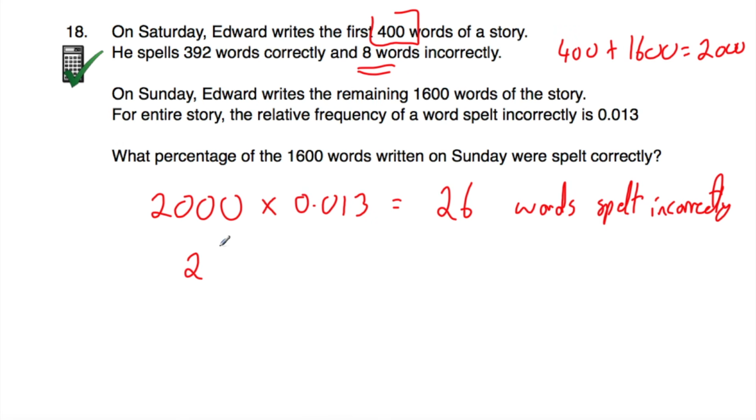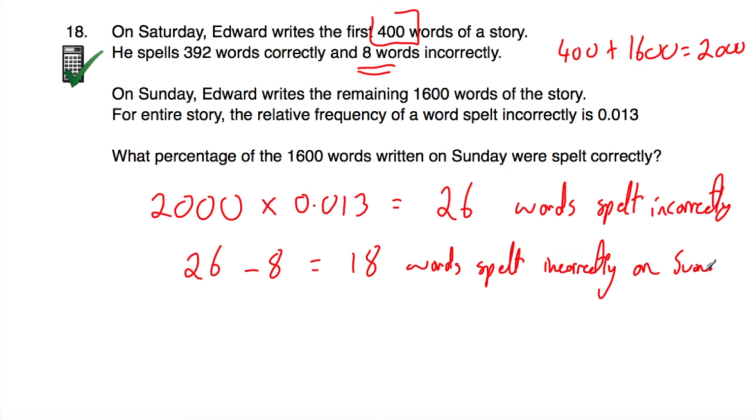So if we do 26 take away 8, that'll tell us how many words are spelled incorrectly on Sunday whenever he wrote that 1,600 words, the rest of the story. So 26 take away 8 is equal to 18. So he spelled 18 words incorrectly on Sunday.